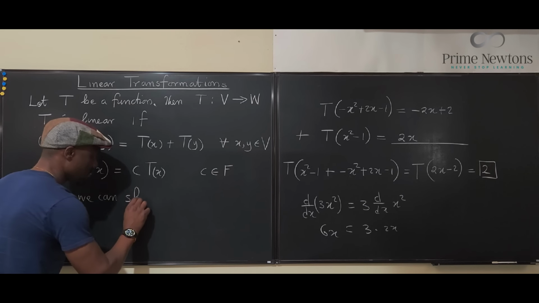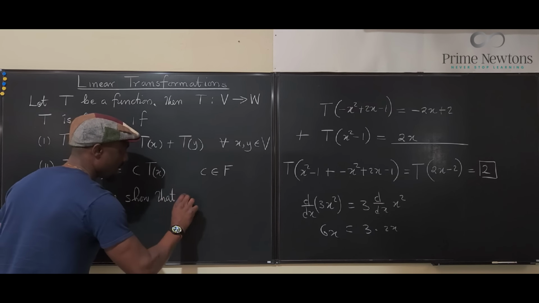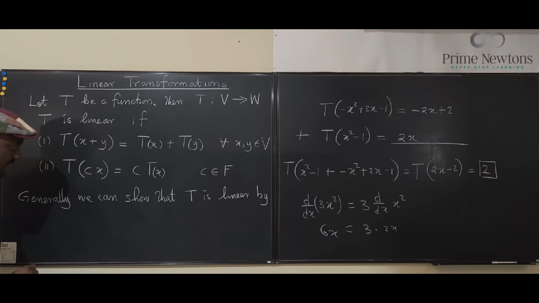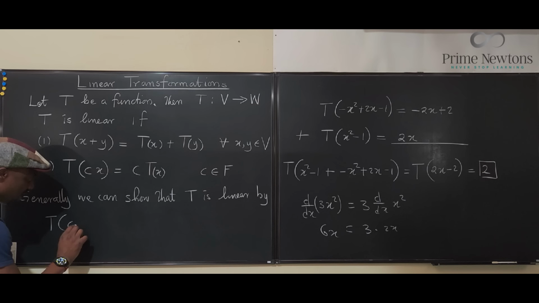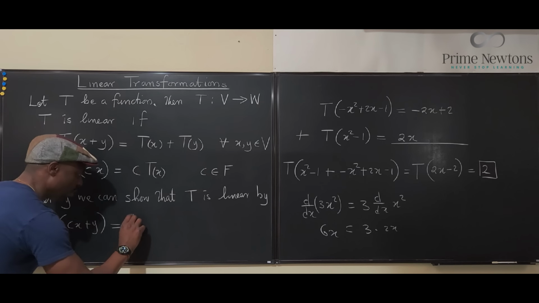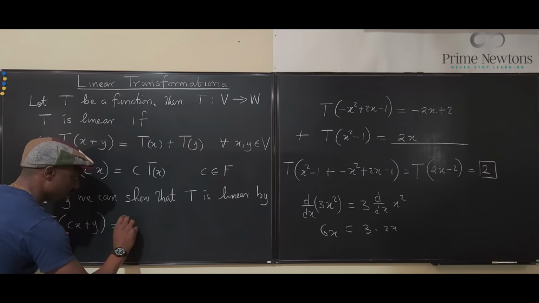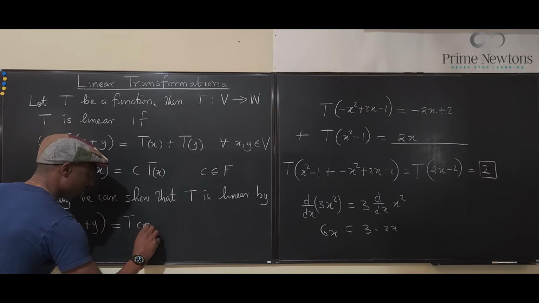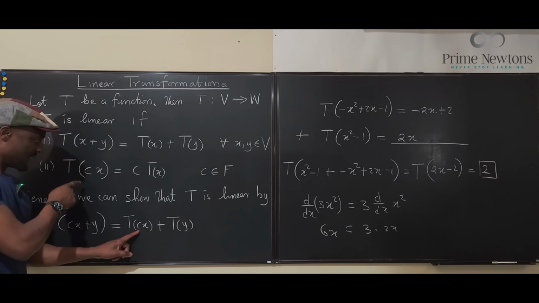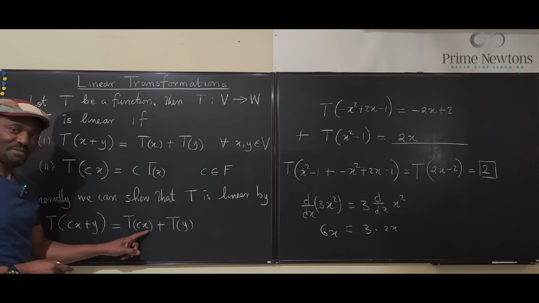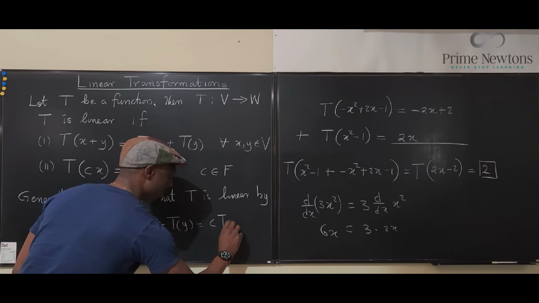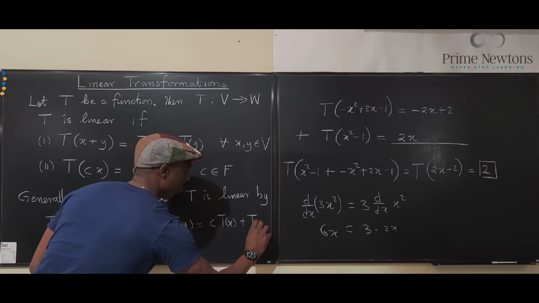We can show that T is linear by saying T of c of x plus y, the transformation of c of x plus y, is equal to T of c of x plus T of y. But we know from this second condition that T of c of x can be written as c times T of x plus T of y.